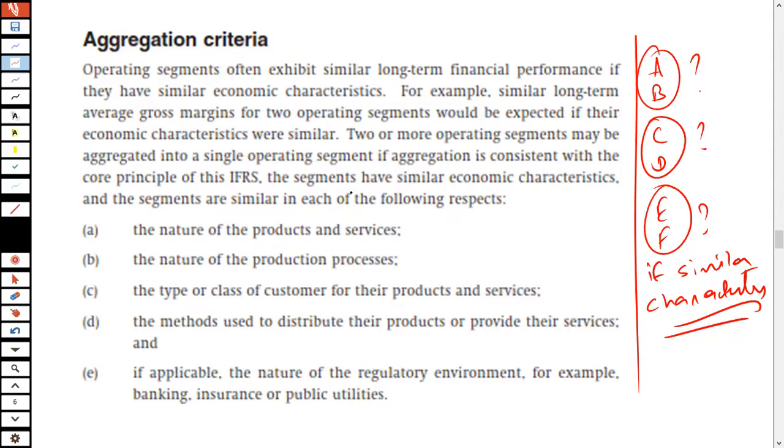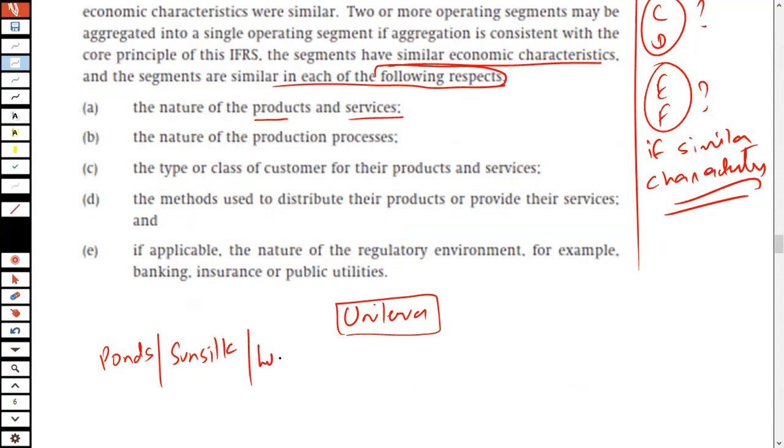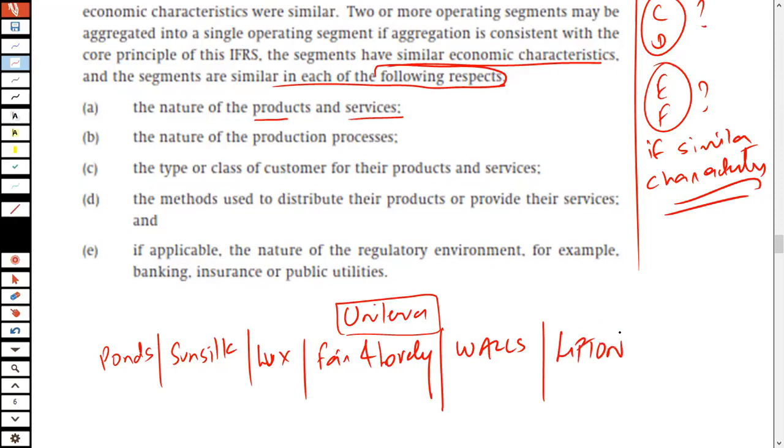They need to have similar economic characteristics, and the segments should be similar in each of the following respects: the nature of the products and the services. Now, let me give you an example of Unilever. Unilever has multiple brands. It offers Pond's cream, Sunsilk shampoo, Lux soap, Fair and Lovely, which is now being renamed Glow and Lovely, Walls as a frozen dessert, and Lipton. There are multiple types of things that Unilever offers.